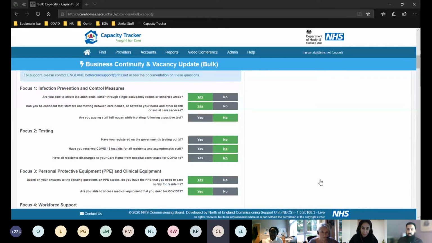Someone says, is this information shared with the CQC? No, this information isn't shared with the CQC. What we have in the Capacity Tracker is an API, which is a transfer of information from the CQC into Capacity Tracker, purely around the names of care homes and their CQC rating, which enables us to complete the Capacity Tracker. There is no information going back to the CQC at all. And I just want to highlight, none of this information is used for performance or regulatory purposes. This information is being used locally, regionally and nationally to support the response and to direct resources to you when you need it.